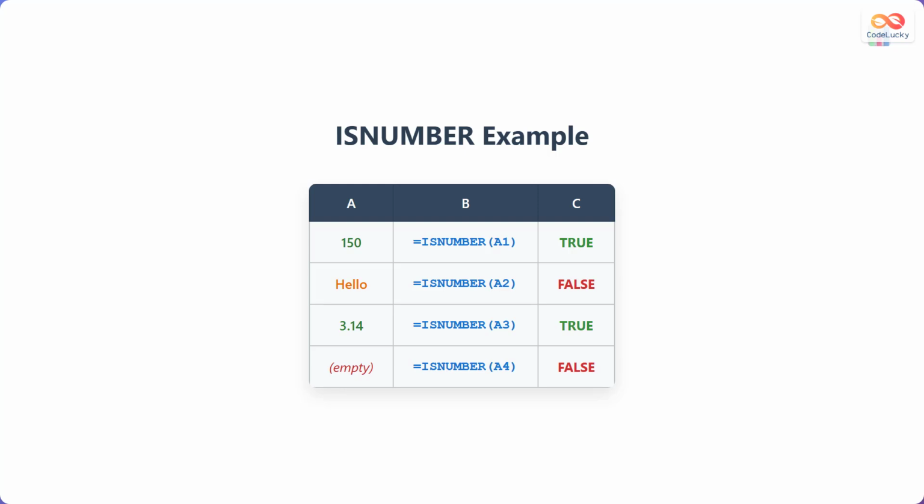In the third row, cell A3 contains the number 3.14. The formula in cell B3, =ISNUMBER(A3), returns true because cell A3 contains a number. In the fourth row, cell A4 is empty. The formula in cell B4, =ISNUMBER(A4), returns false because cell A4 is empty.